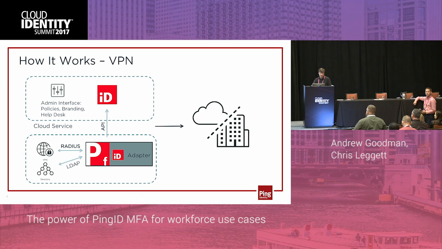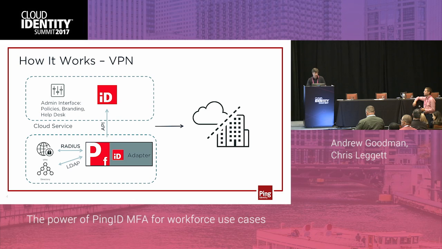Once that acknowledgement takes place, the device sends a response back to the PingID cloud service and then back to the originating integration method, like PingFederate or PingOne. And then the user gets access. That's the basic architecture. It applies to all of our integration methods, but we can go into a little detail about some of the other ones.